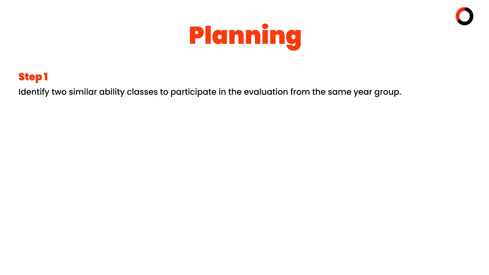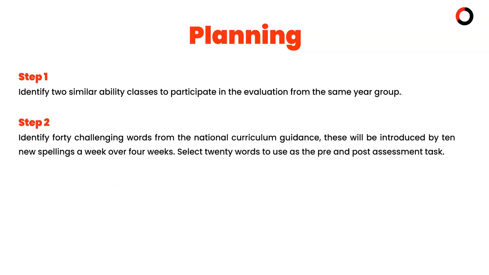So step 1 is identify two similar ability classes to participate in the evaluation from the same year group. Step 2, identify 40 challenging words from the National Curriculum Guidance. These will be introduced by 10 new spellings a week over 4 weeks. Select 20 words to use as a pre- and post-assessment task.